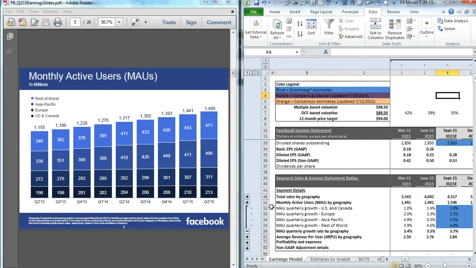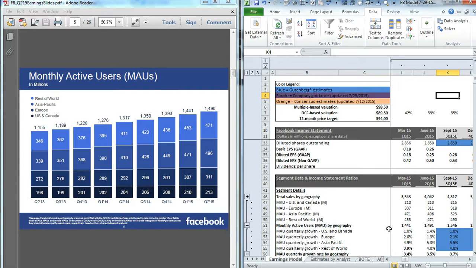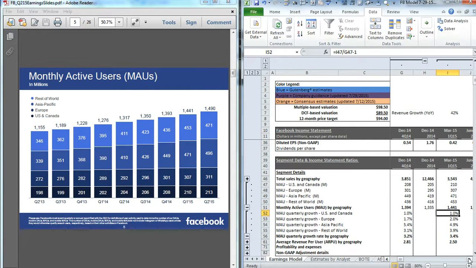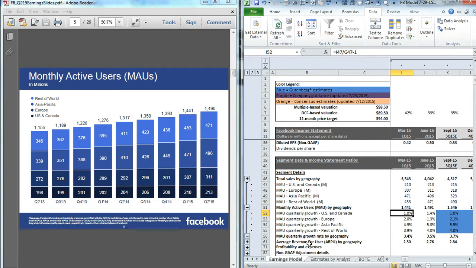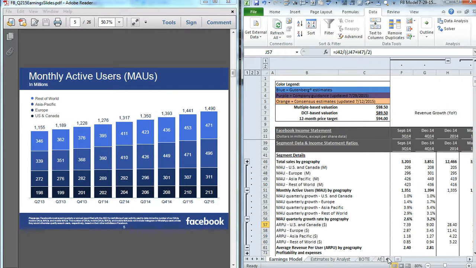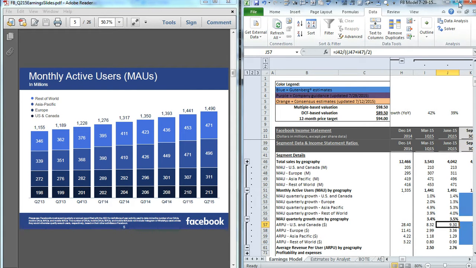If we scroll down to the segment details, we can see that particularly in the US and Canada, the growth rate breached 1%, and that's the first time that it has been above 1% for sequential growth in over a year. And the other important item is that the average revenue per user in every region actually increased, and particularly in the US and Canada, it's now reached over $9 per user per quarter. So that is what was driving the significant beat.